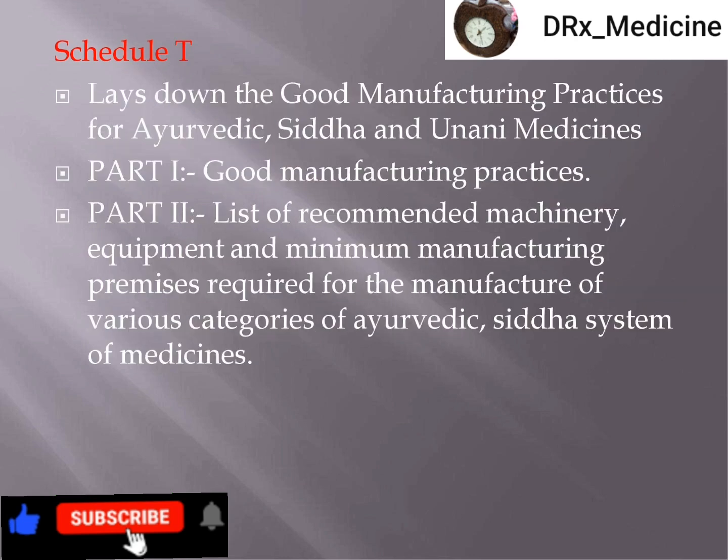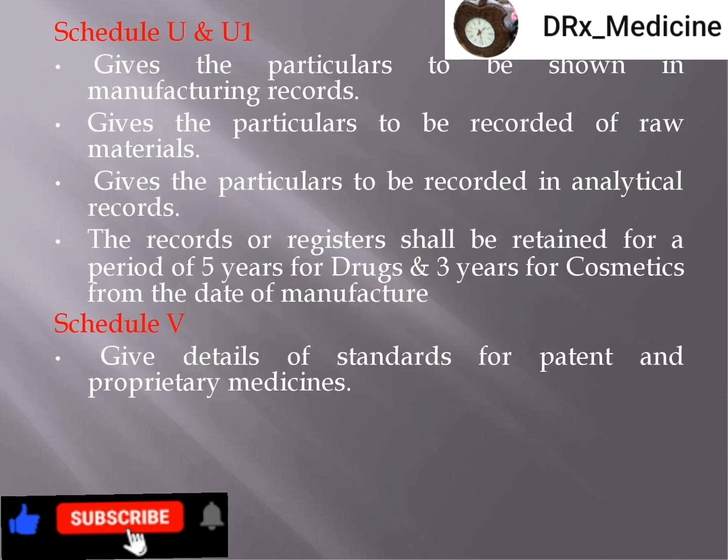Schedule T lays down the good manufacturing practices for Ayurvedic, Siddha and Unani medicines. Part 1: good manufacturing practices. Part 2: list of recommended machinery, equipment and minimum manufacturing premises required for the manufacture of various categories of Ayurvedic, Siddha and Unani systems of medicines. Schedule U and U1 give the particulars to be shown in manufacturing records, the particulars to be recorded of raw materials, and the particulars to be recorded in analytical records. The records or registers shall be retained for a period of 5 years for drugs and 3 years for cosmetics from the date of manufacture.